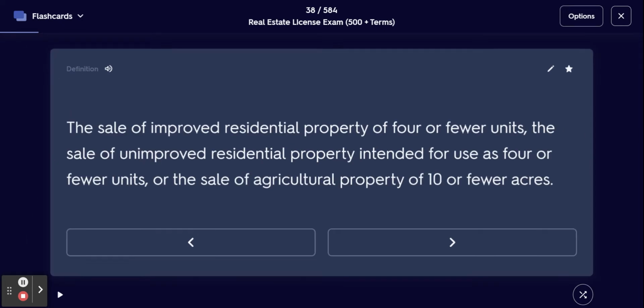The sale of improved residential property of 4 or fewer units, the sale of unimproved residential property intended for use as 4 or fewer units, or the sale of agricultural property of 10 or fewer acres.